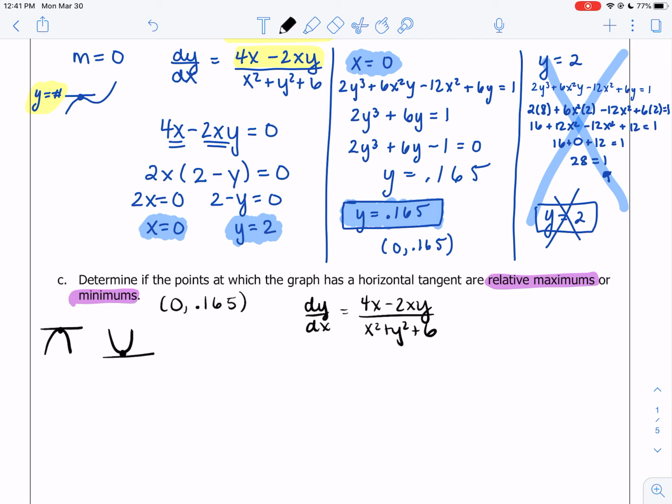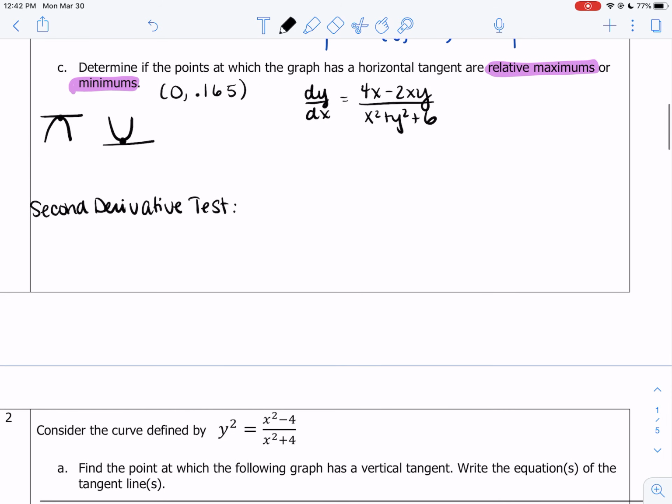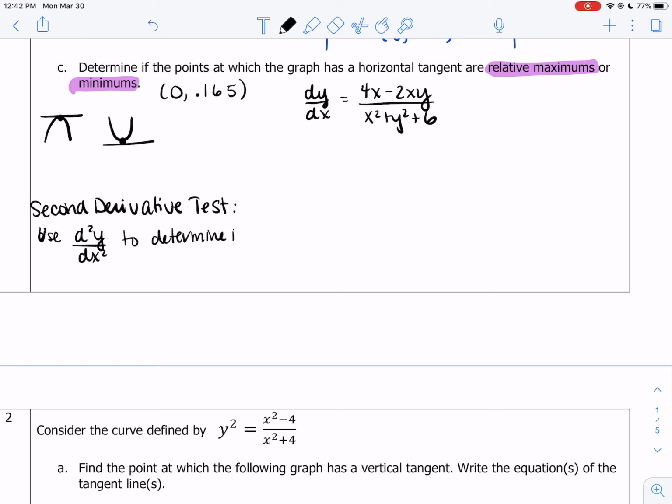Well, instead of using the first derivative, we're going to use what we call our second derivative test. The second derivative test says that you can actually use the second derivative to determine if you have a maximum or a minimum. So we're going to use the second derivative, or d squared y dx squared, to determine if we have a max or a min.